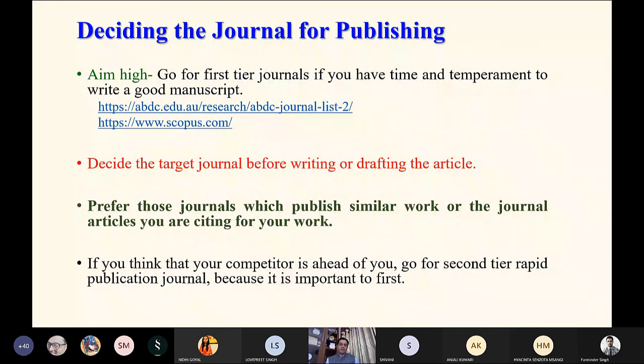Another way is to identify the journal from the references, or the different journals that we have cited in our research manuscript. Among them, we can select one to get our paper published.